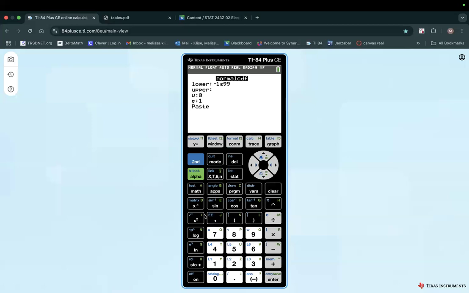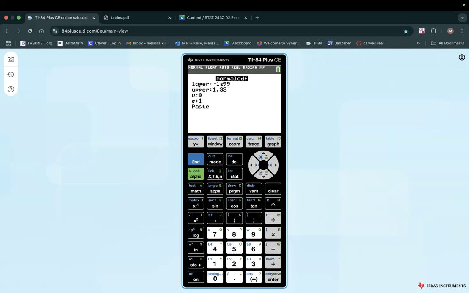So this is saying that my lower bound of the region I'm looking at is negative infinity. My upper bound is 1.33, because I'm looking at less than or equal to the z-score of 1.33. That's going to be my upper bound.